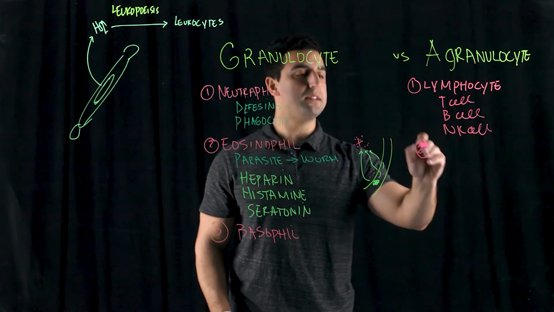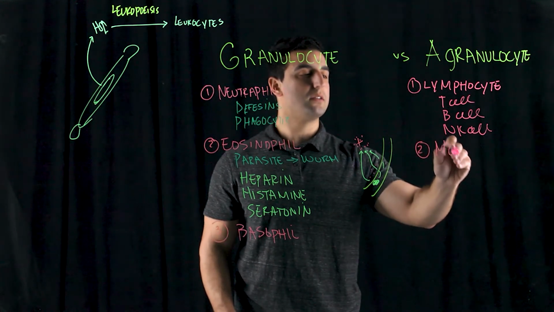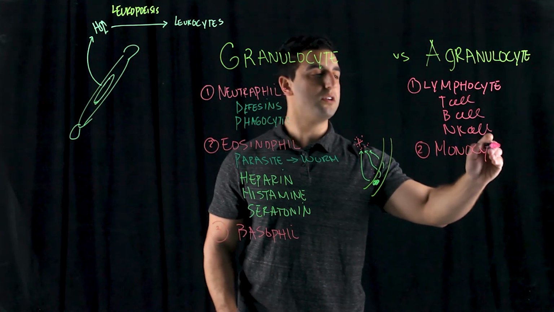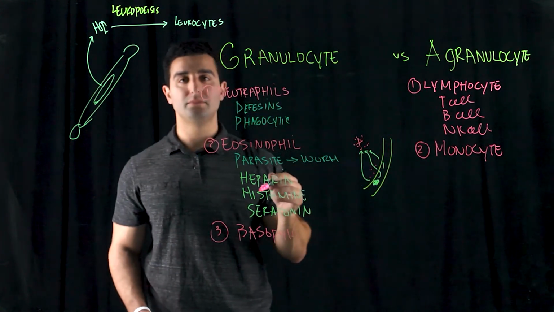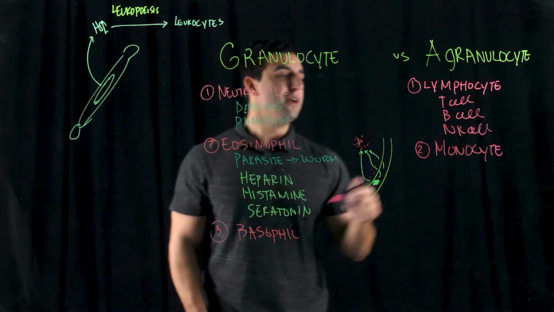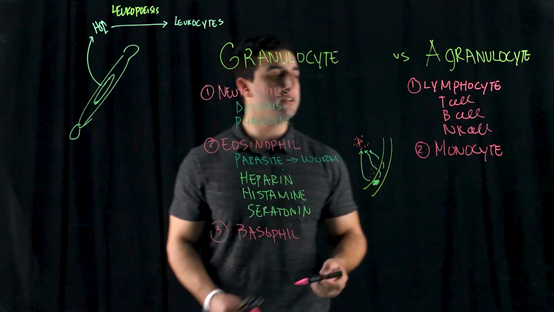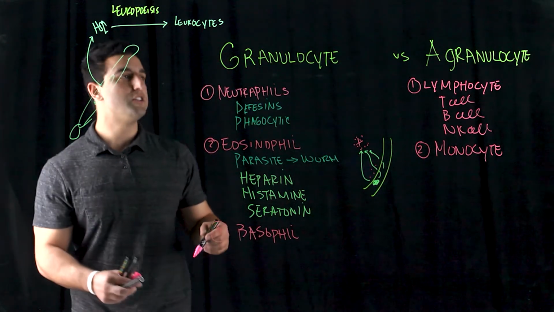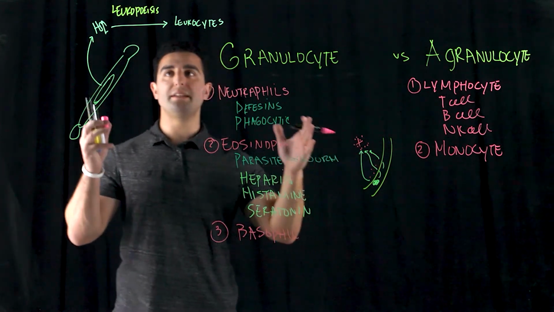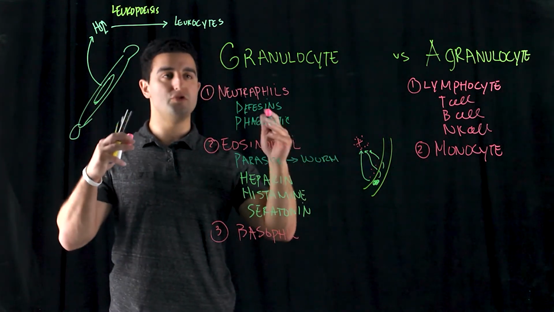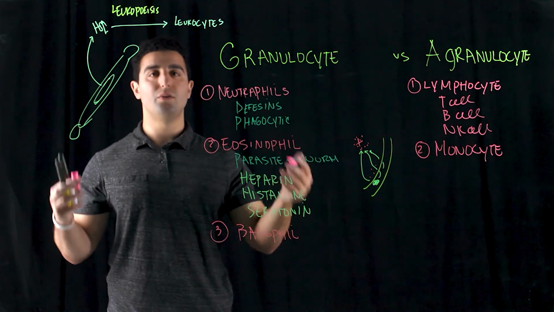The second type of cell is the monocytes. Monocytes are the largest white blood cell in terms of size and diameter. They differentiate into macrophages, and their main function is phagocytosis. So these are basically just showing you the general aspects of white blood cells.